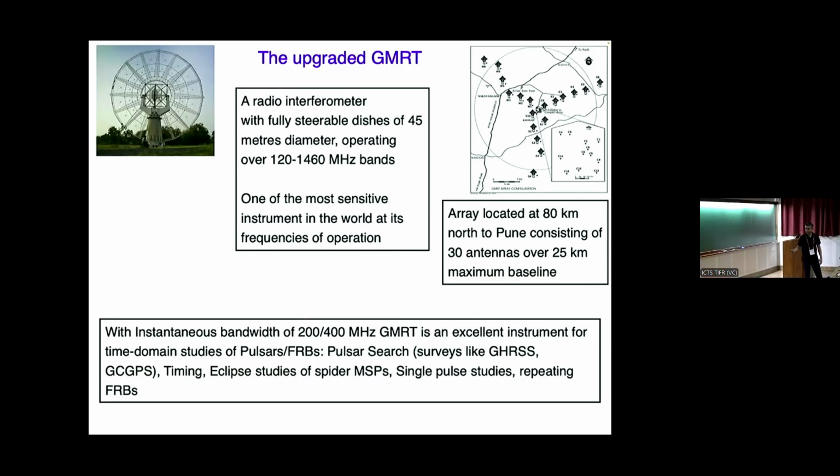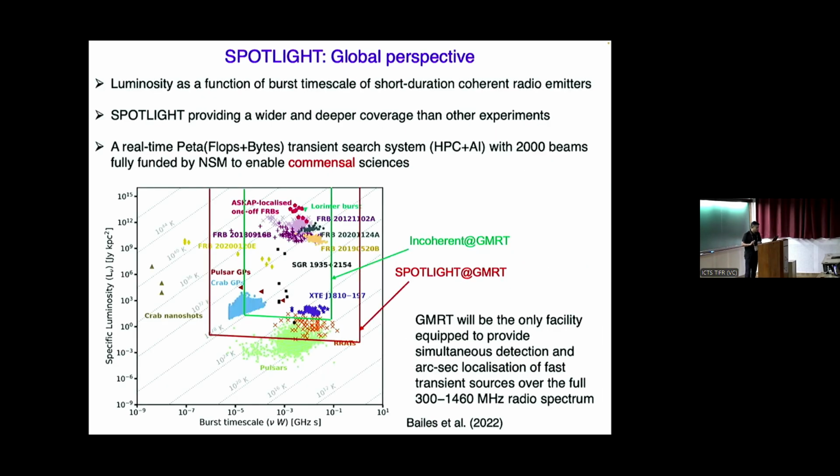So GMRT is an excellent instrument. It became even more interesting when the upgrade of the bandwidth happened, like 4 or 5 years back. And after that, it took some time to stabilize the system over the last few years. So now it is almost the time where you can expand GMRT for doing something interesting, which is called commensal searches.